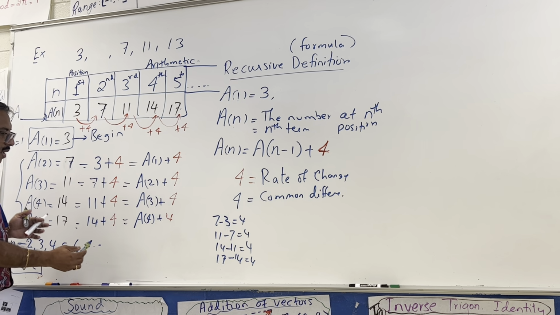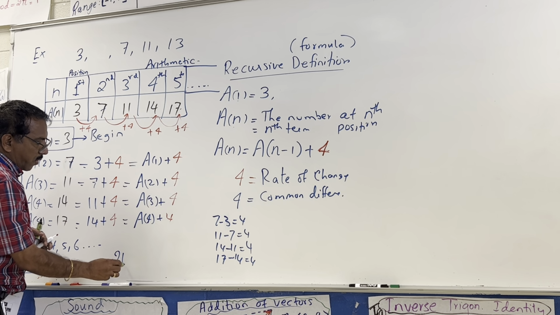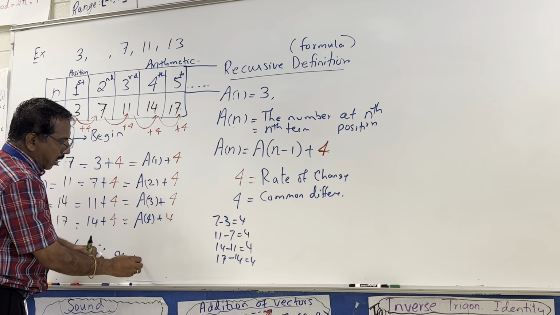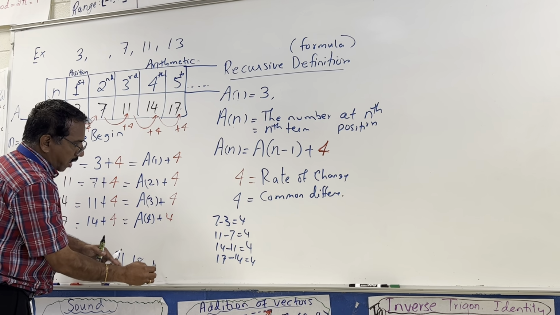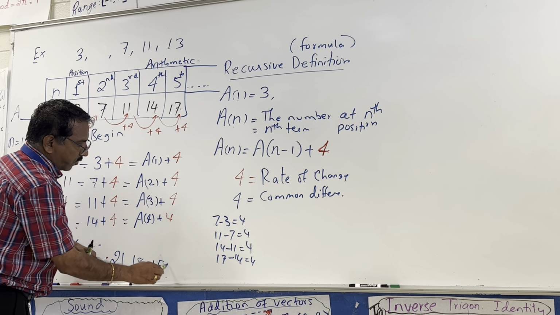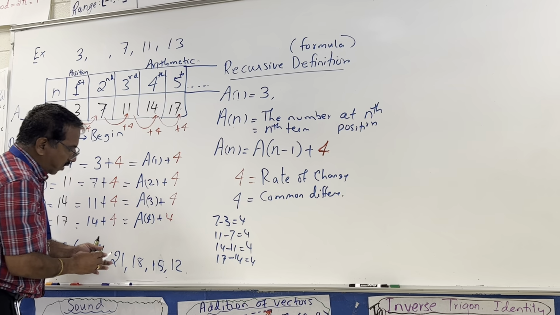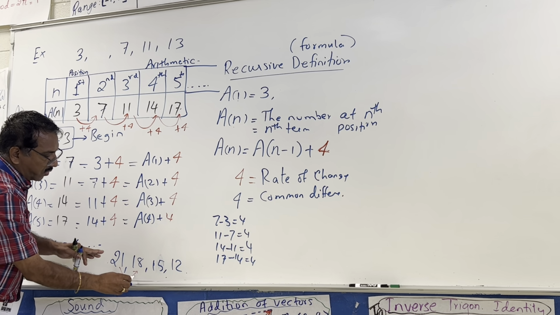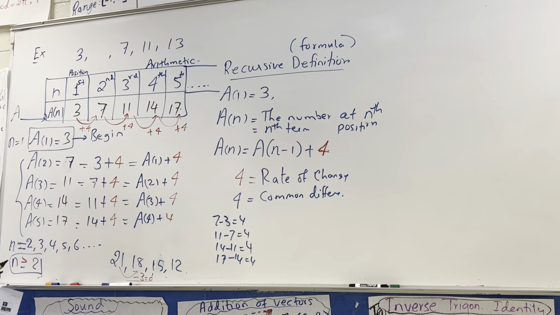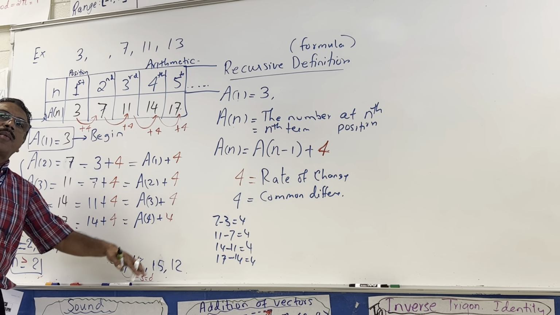For example, I can start with 21 and decrease by 3: 21, 18, then 15 and 12. So you can see this time it decreases, you subtract. So the difference, the rate of change, is minus 3 because you're going down by 3.